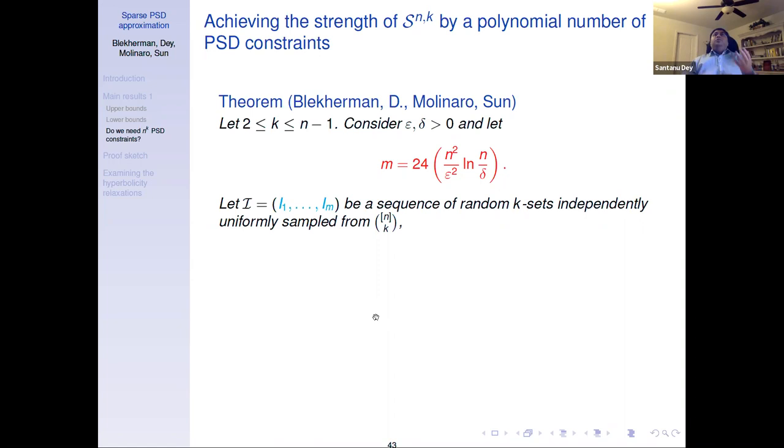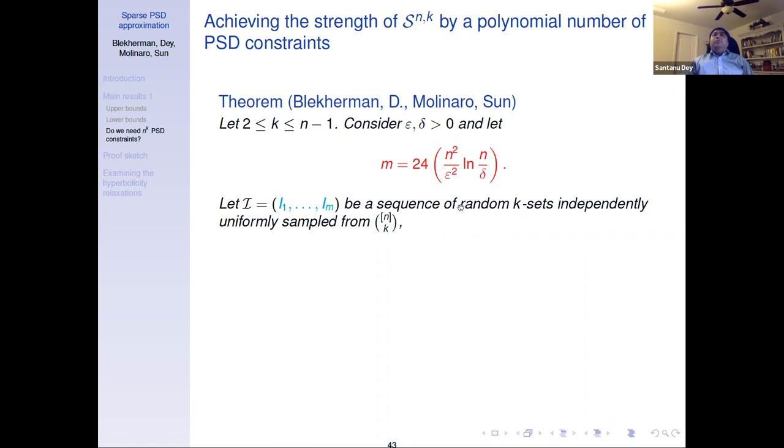So if you solve for some sufficiently small epsilon and delta, and then look at this quantity here, which basically looks like n squared over epsilon squared log n, for a fixed epsilon and delta, this is essentially no more than order n cubed.